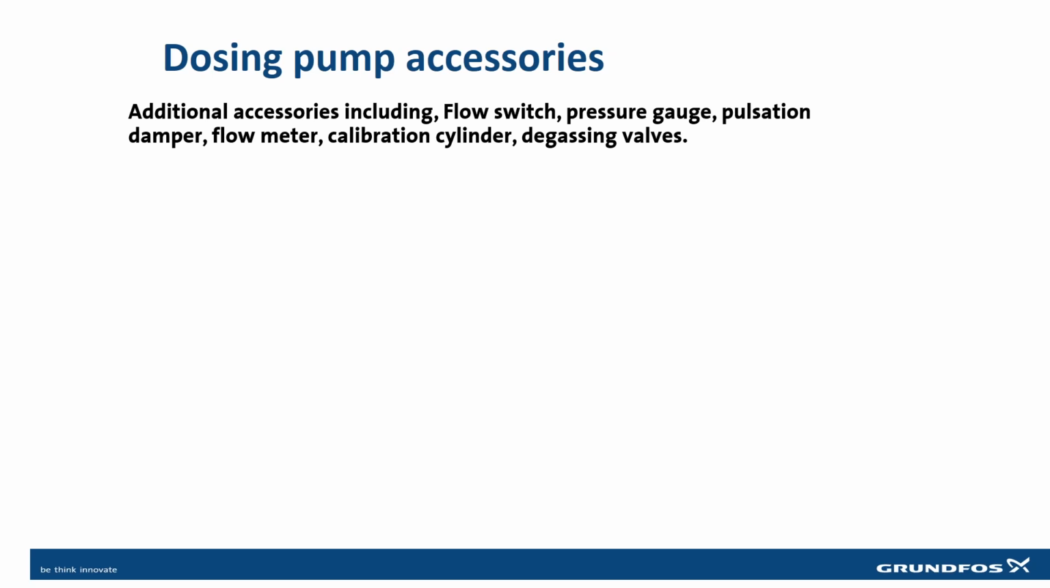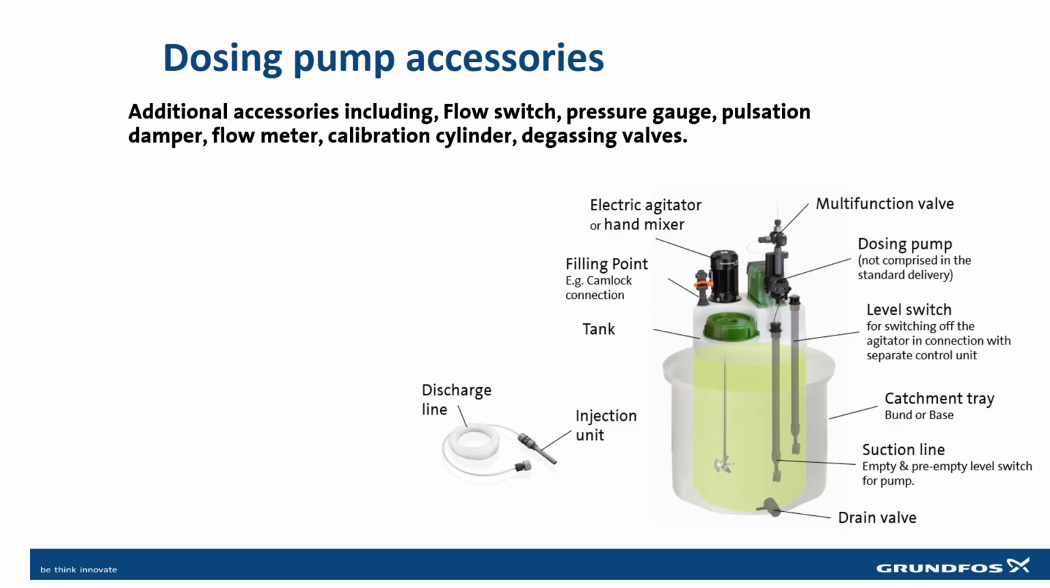Pressure gauge to be able to see what pressure the process is working. It's often a good guide to see if everything is working right. Pulsation dampeners, as we mentioned earlier, flow meters, calibration cylinders to be able to calibrate the pump to make sure the output is correct, degassing valves. There's a number of different accessories that could be required.